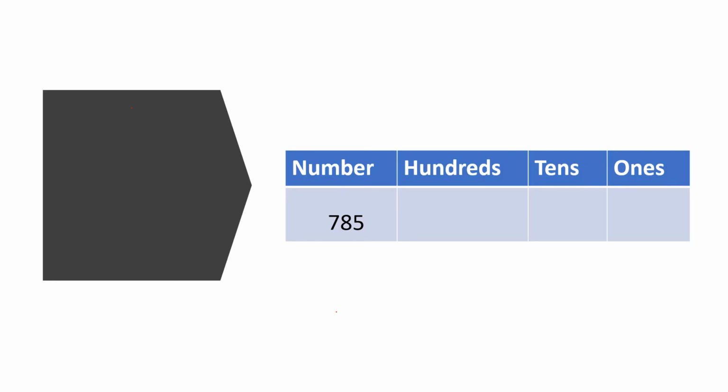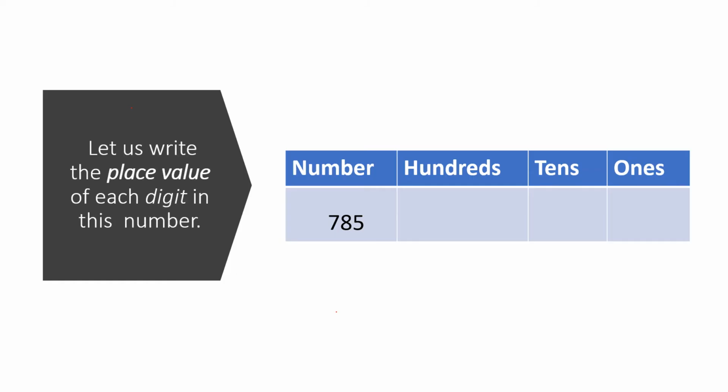Let's take another example. Let us write the place value of its digit in this number, 785. What is the place value of 5? What is the place value of 8? And what is the place value of 7? Correct! 5 ones, 8 tens, and 7 hundreds.